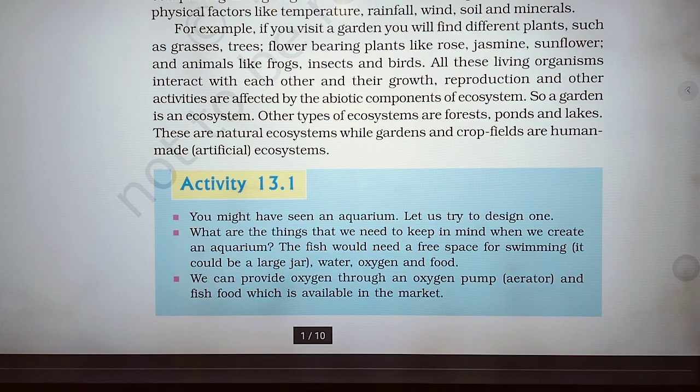Other types of ecosystems are forests, ponds, and lakes. These are natural ecosystems, while gardens and crop fields are human-made, artificial ecosystems.